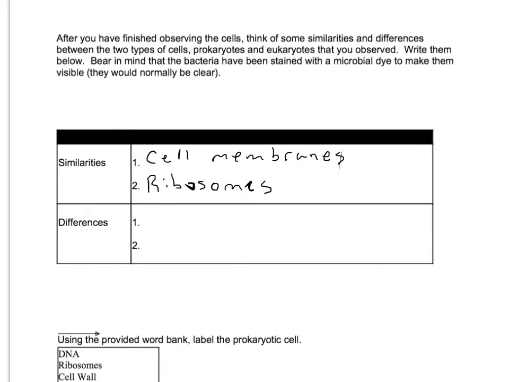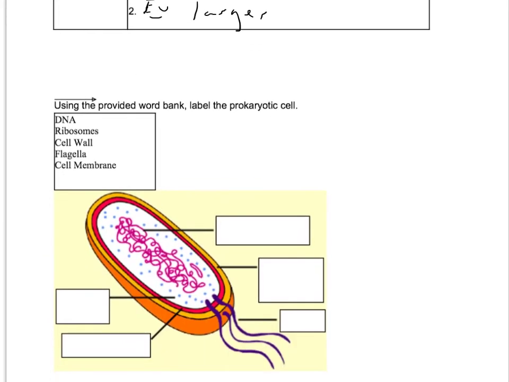And then the differences are, the eukaryotic cells are more complex, and they're also larger. Eukaryotic cells are also larger. So there's a couple differences, and you could have had other things too, because there was plenty of information for you to do that.